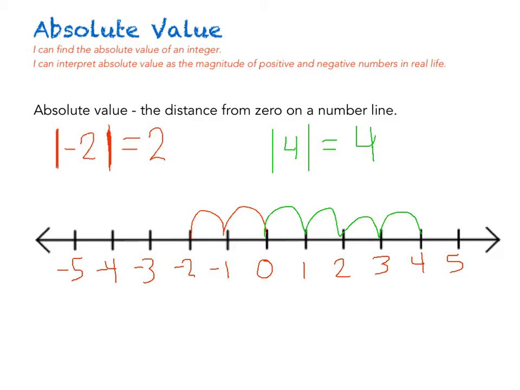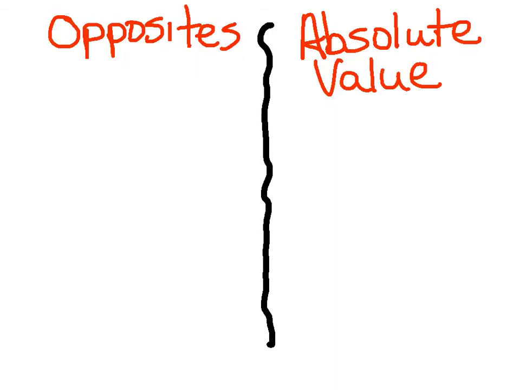You should notice that it doesn't matter if the number inside the absolute value symbols is negative or positive. No matter what, the absolute value is going to be a positive number, because when you talk about distance, you can't have a negative distance. You can only have a distance that goes to the left or to the right on the number line, but it's always positive.